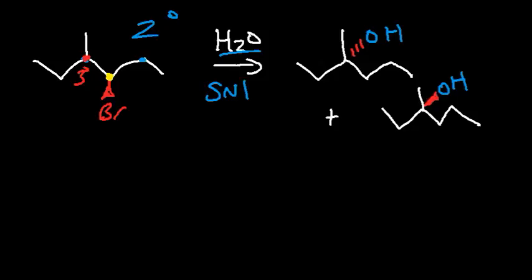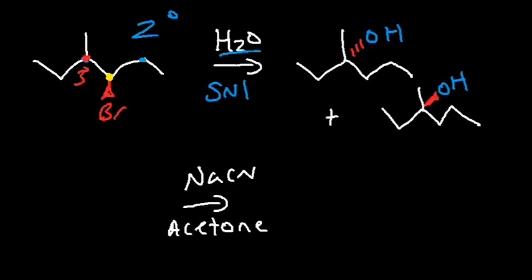Now let's say we use sodium cyanide with acetone. Acetone is a polar aprotic solvent, and in the presence of a secondary alkyl halide, it's going to favor an SN2 reaction.